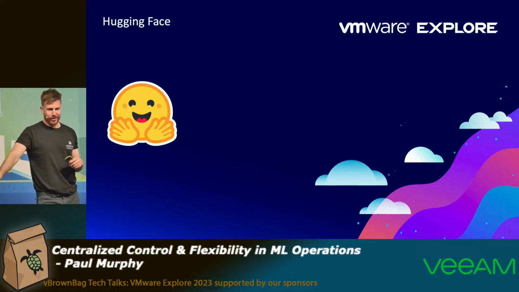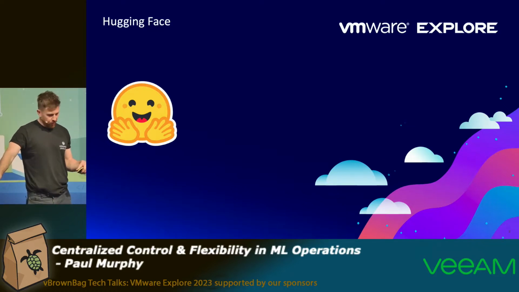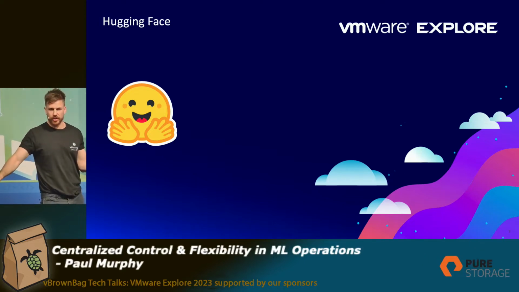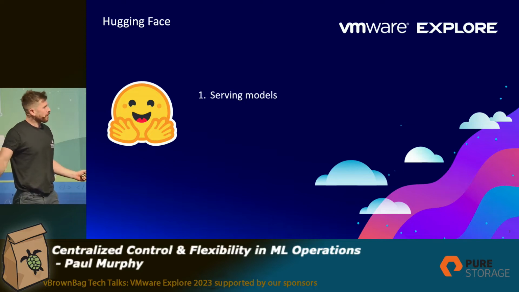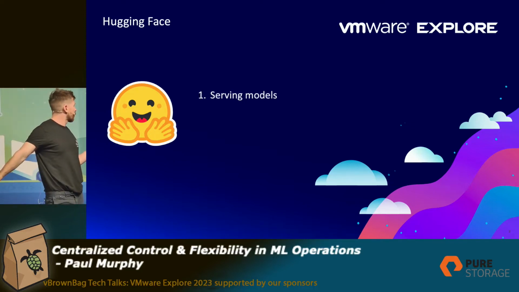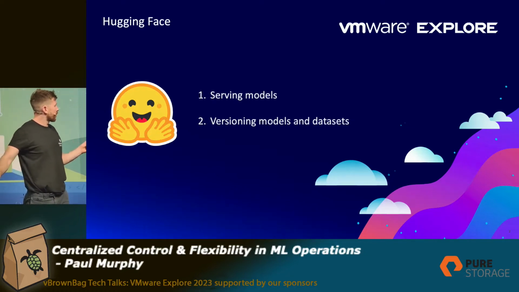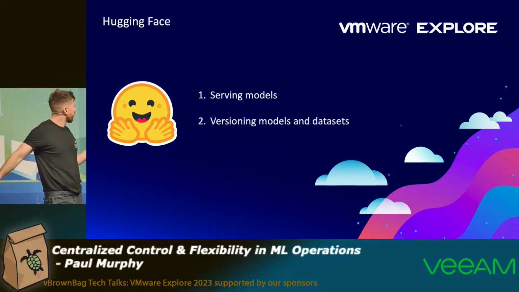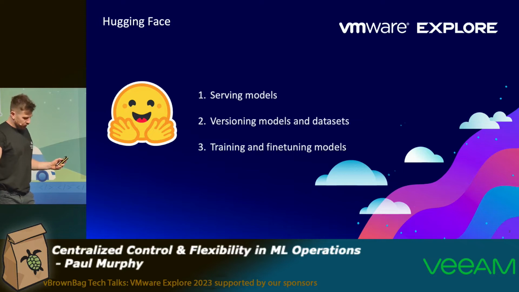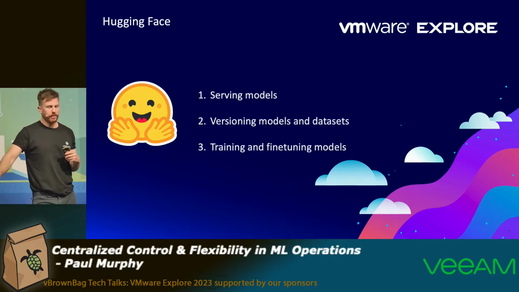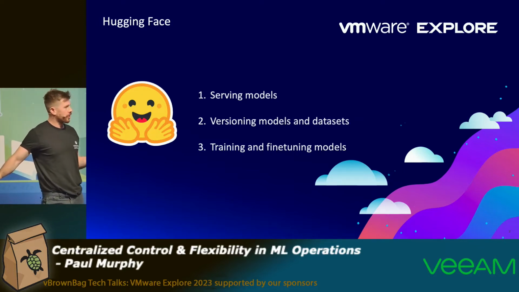So we can't discuss LLM training in 2023 without first discussing Hugging Face. Hugging Face has been a game changer in the industry. It massively simplifies serving your models. It makes versioning your models and your data sets so easy because it's state of the art. And also, using its SDK, it's become much simpler to train or fine-tune models.